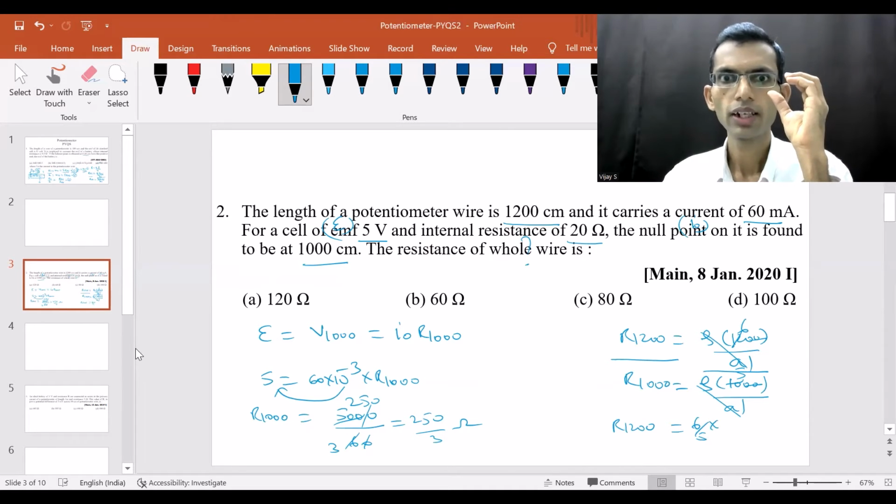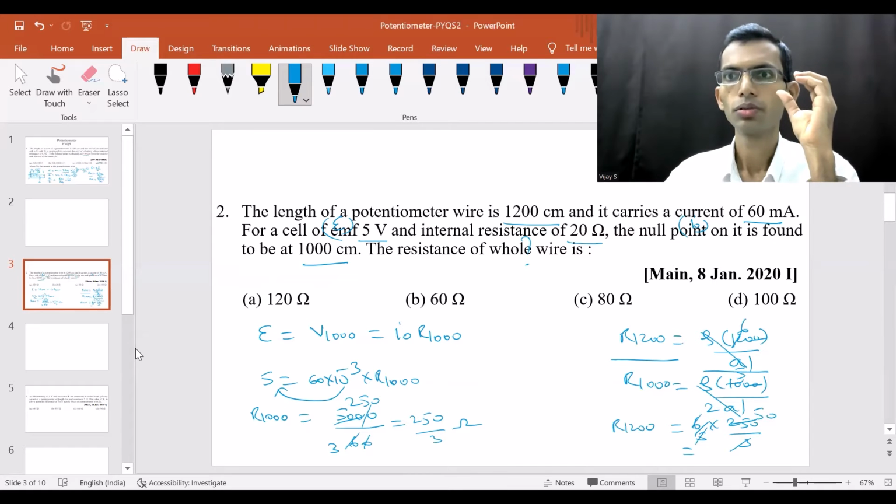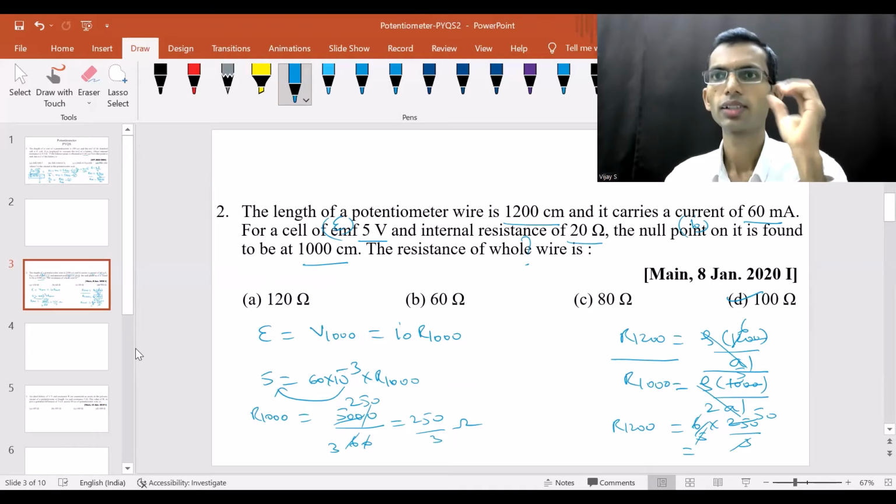What is R1000? We already got it, so we can substitute directly: 250 by 3. 3 into 5 is 5, 50 into 2 is 100. Right, so which option is satisfying? D. D is the answer. Next question will be.